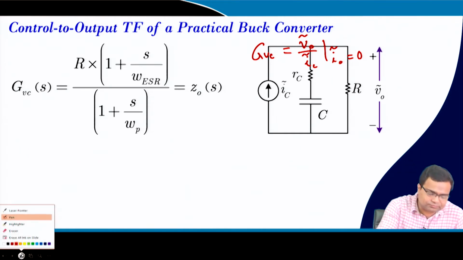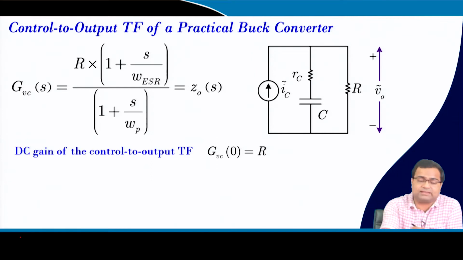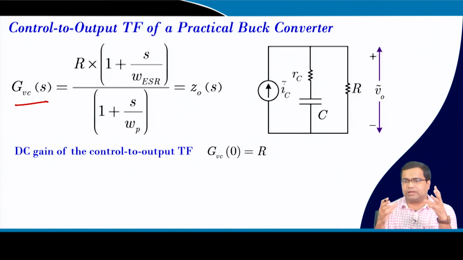So for the first order model, these two are the same, and if we take the control to output transfer function, the DC gain, meaning if we put s equal to j omega and omega equal to 0, is simply the load resistance.